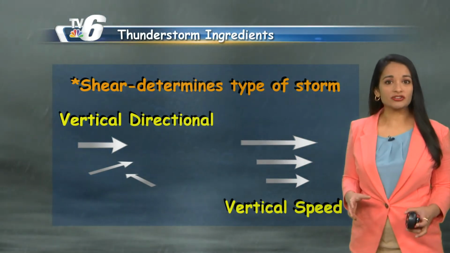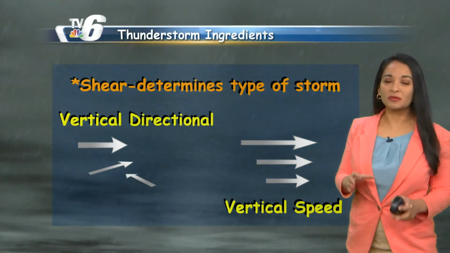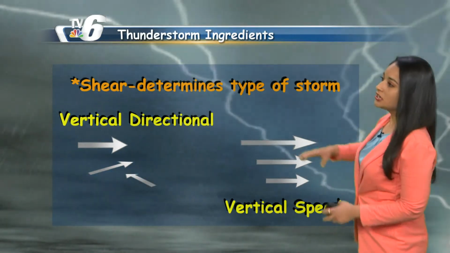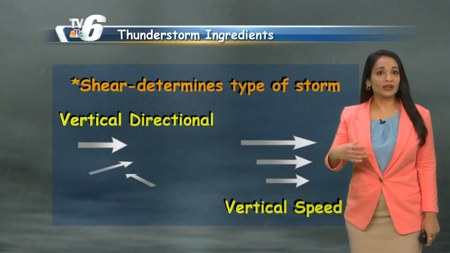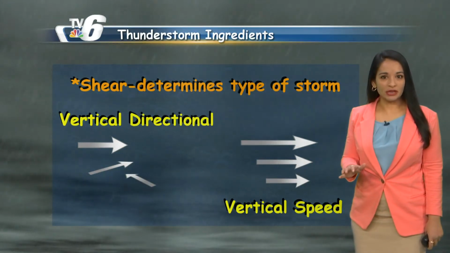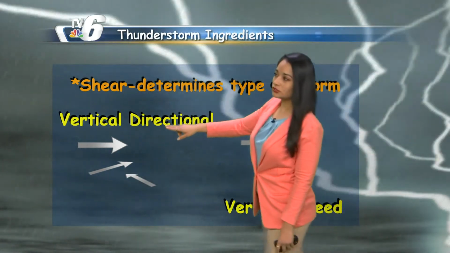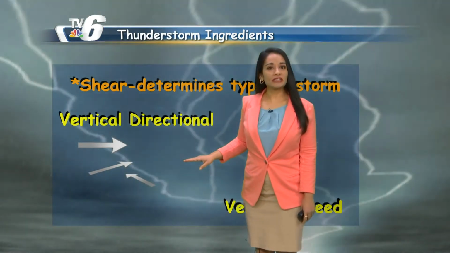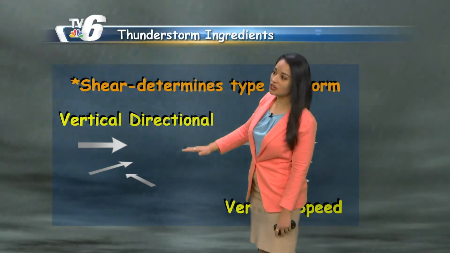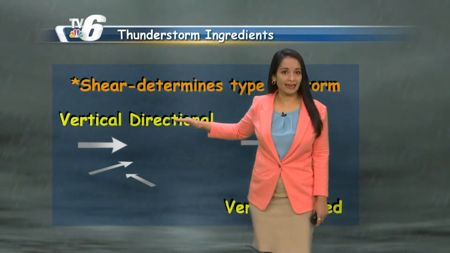Now, as far as shear is concerned, I mentioned it earlier, but this is a breakdown of shear. Shear actually determines the type of thunderstorm you end up with. There are two types that we need to look for. Vertical directional shear is the first one. And with that one, it just means that winds are changing with height within the atmosphere.